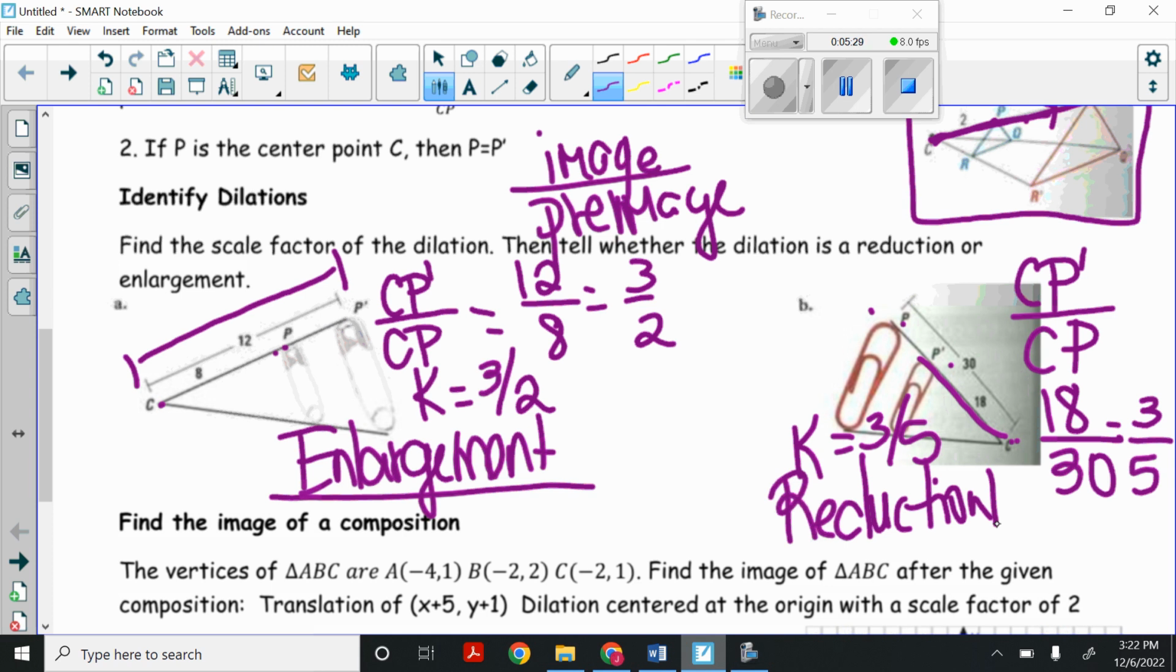And then we reduce it. If that number is greater than 1, it's an enlargement. If it's between 0 and 1, it's a reduction.